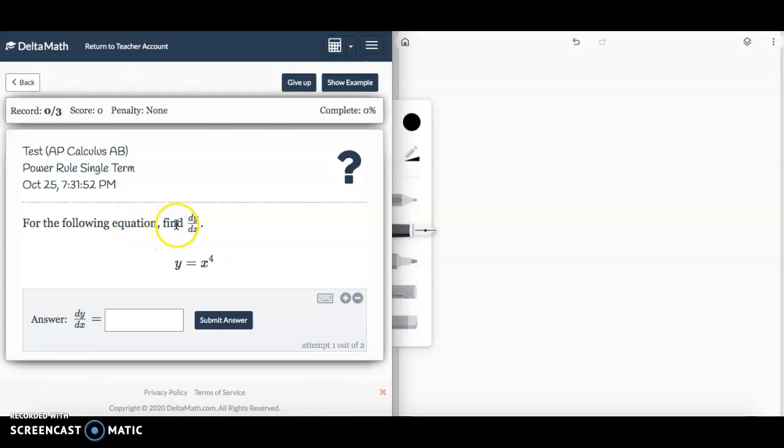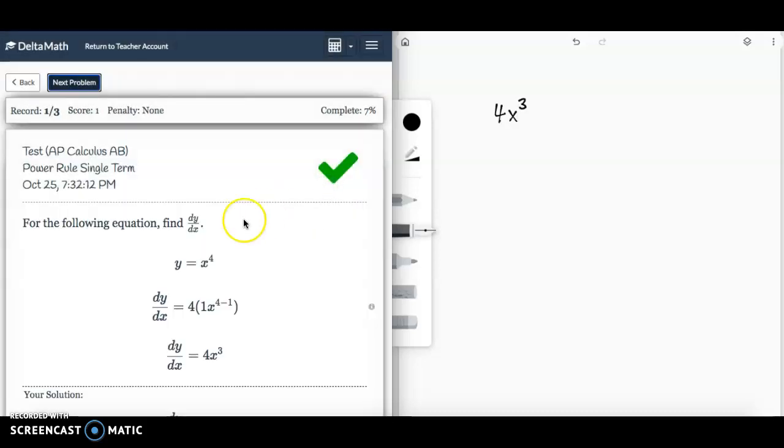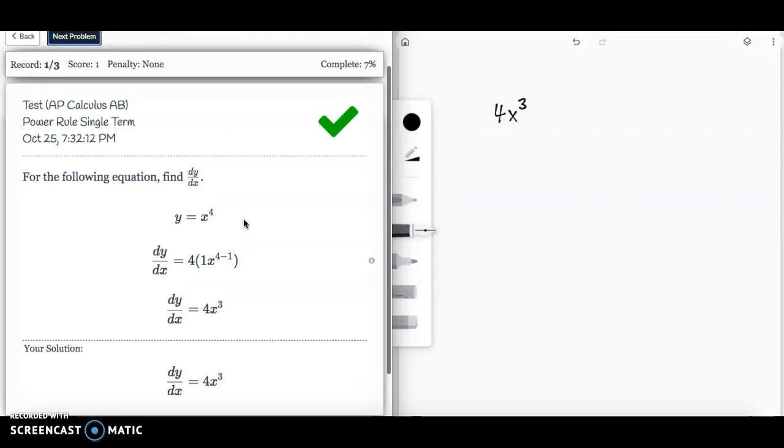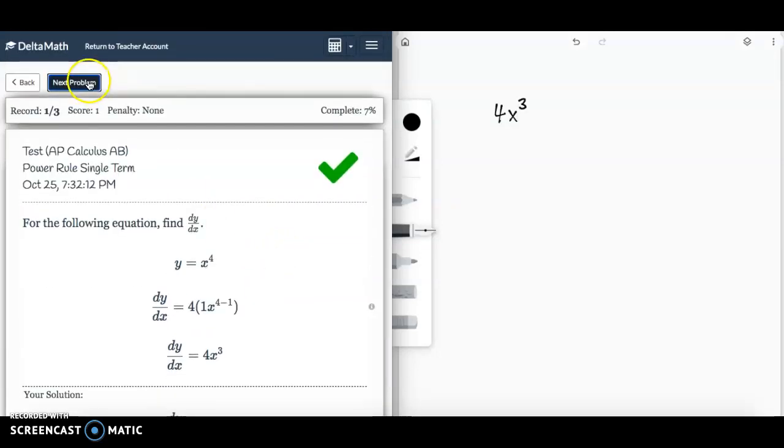So for the following equation, find dy dx, which just means find the derivative of y with respect to x, so I'm finding the derivative of this function. So the derivative of x to the fourth, bring down that exponent, subtract 1 from its exponent, so I have 4x cubed. Boom, look at that. They get real fancy with it, but you don't need to.